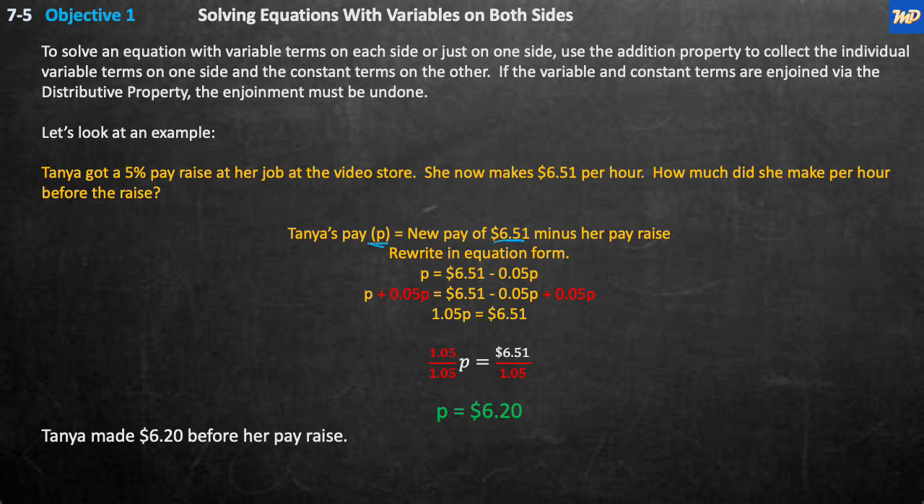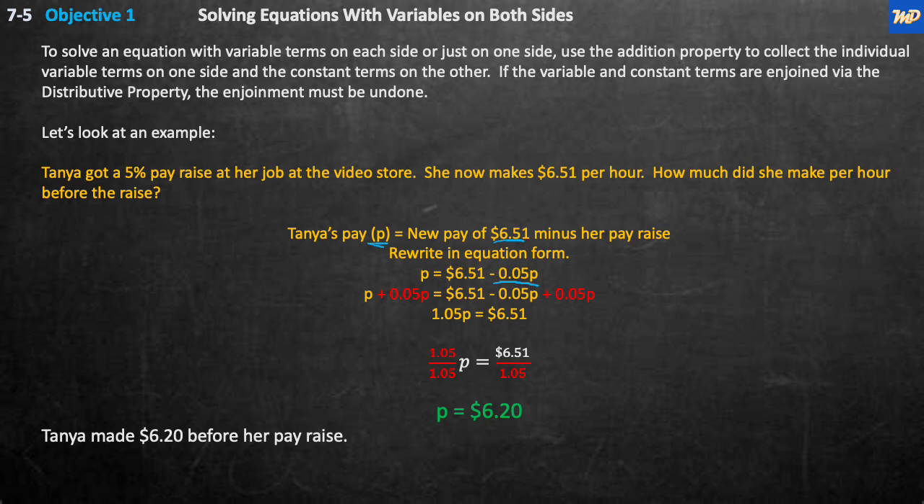Okay, so let's write this in terms of an equation. P, her original pay, is equal to the new pay, $6.51, minus what the raise was, which was 5% of the original pay, which is minus 0.05P. Right here, minus 0.05P.